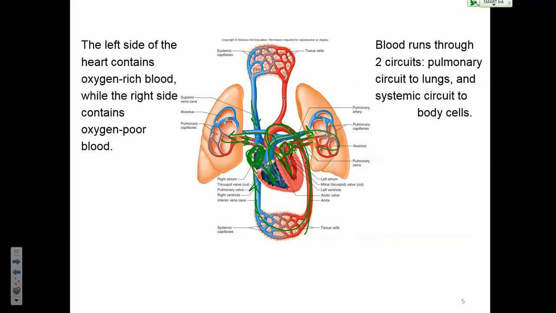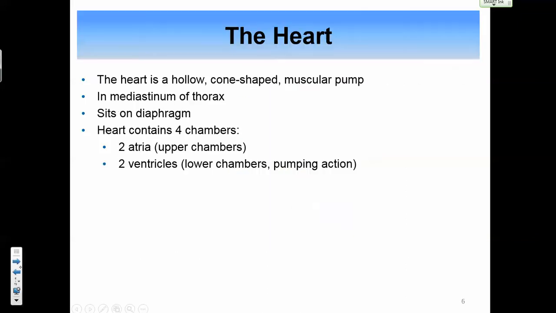Do you see that? Okay, I'll have a video in a little while that shows that too. But these circuits are running at the same time. While the left side is circulating the oxygenated blood, the right side is circulating the deoxygenated. Okay, it all occurs simultaneously.